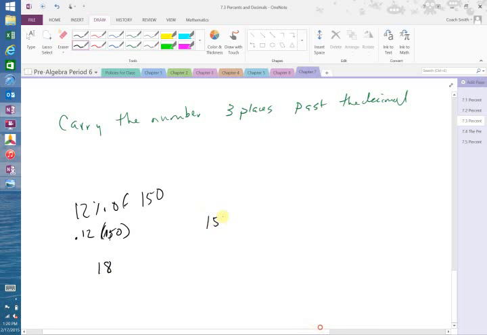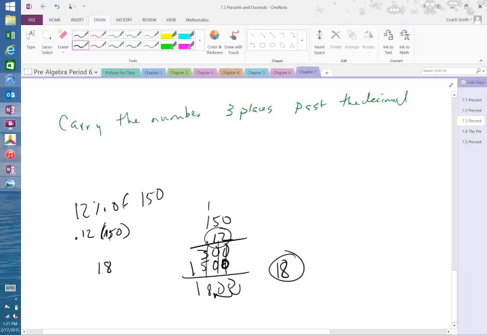Okay, here's how we do it. That would be 0, 0, carry my 1. 2 times that be 2 plus 1 be 3. Bring down a 0. 1 times 0 is 0. 1 times 5 is 5. 1 times 1 is 1. That's 0, 0, 8, 1. And there's 2 decimal places, so I move it 2 places to the left, and that's where you get 18. So 12% of 150 is 18.